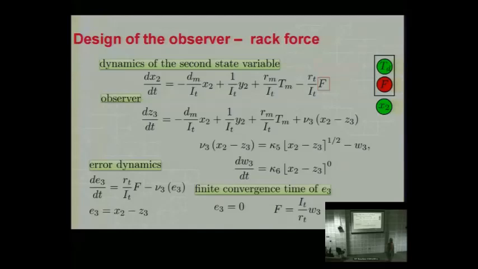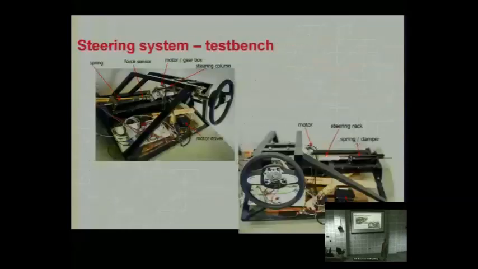So we used that. We saw finite convergence. We managed to reconstruct F. And then we went to test. So this is on a test bench. This is actually a Mini Cooper.